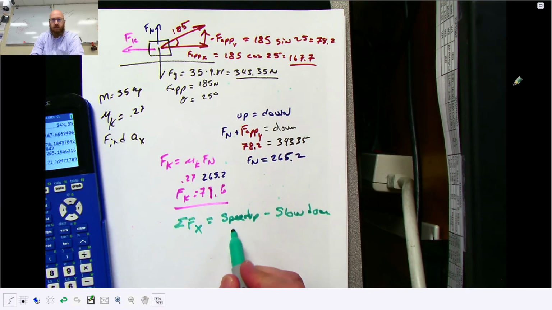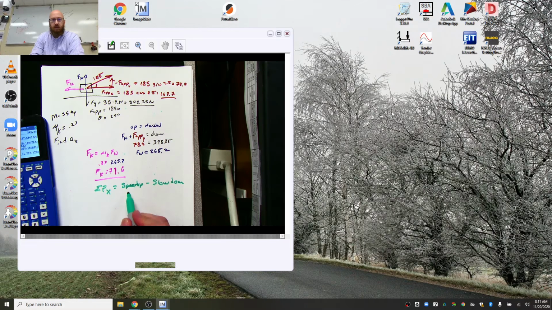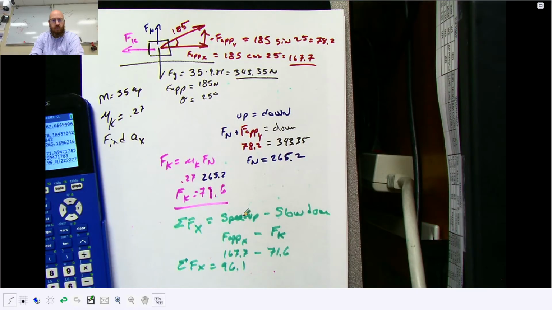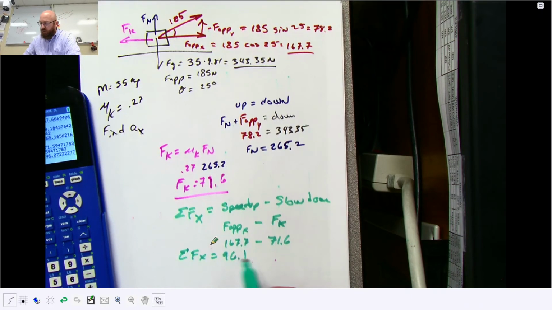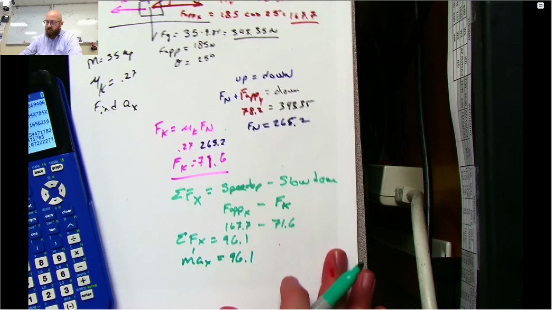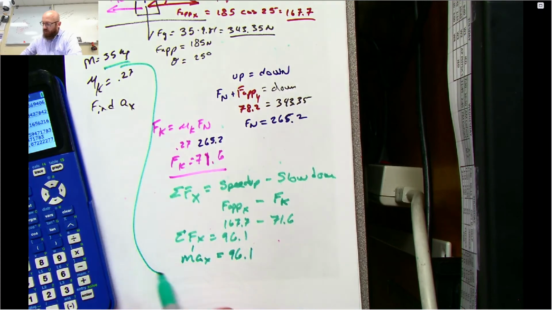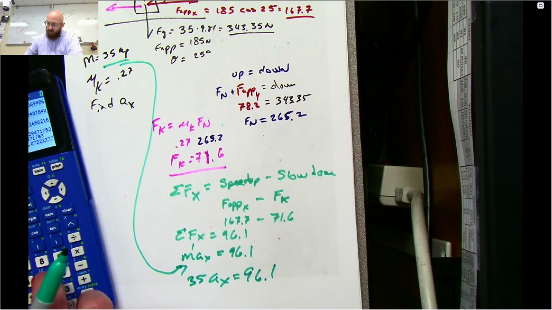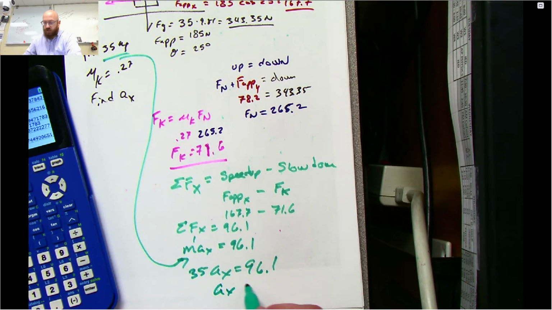Give me 1 second. Let's figure this out. There we go. 96.1 is my sum of the forces. Well, we know this is equal to mass times acceleration in the x. And we said our mass was 35. Acceleration in the x should be 2.75.